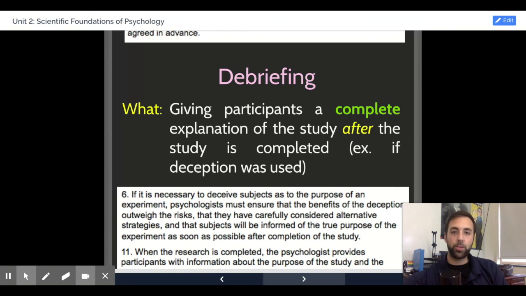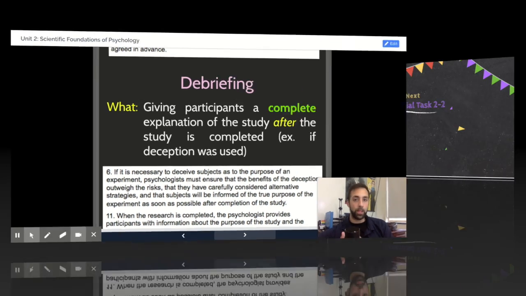Other ethical issues involve, obviously we're not going to intentionally harm someone. If an animal needs to be harmed, we need to do it in as humane of a way as possible.